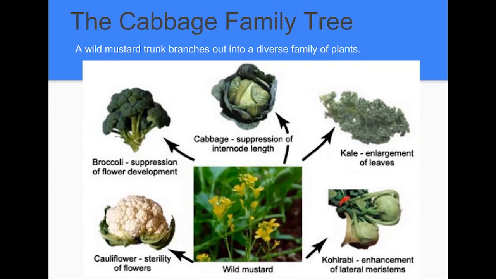The Cabbage Family Tree is a diverse family that comes from the wild mustard. From the wild mustard, we have managed to cultivate the cauliflower, the broccoli, the cabbage, the kale, and the kohlrabi? Is that a thing? People eat that? I don't know. Anyway, so if you take a look at some of the distinctions between them, the cauliflower is made by taking the wild mustard and getting a sterility of flowers, or the broccoli a suppression of flower development.